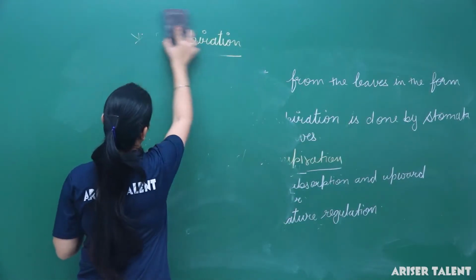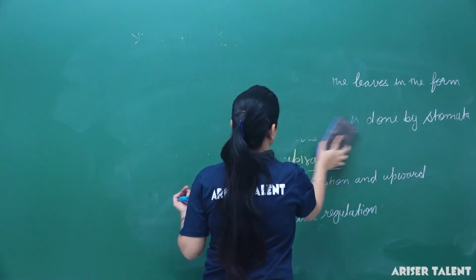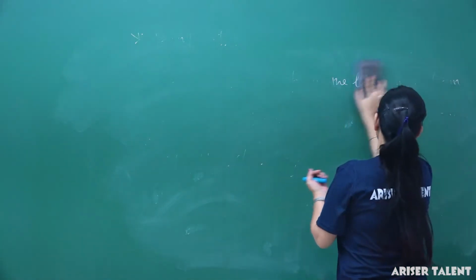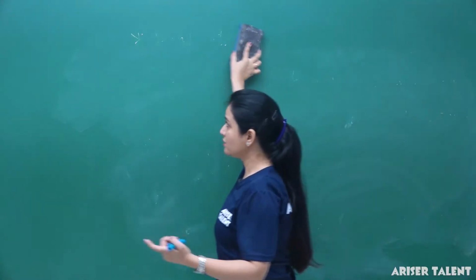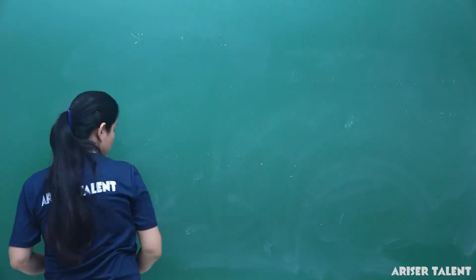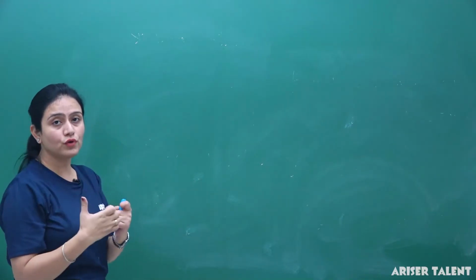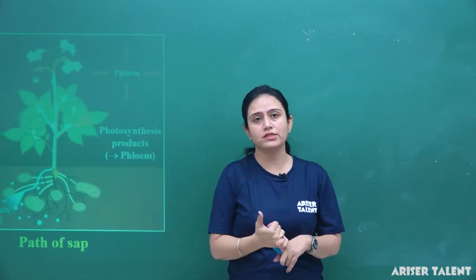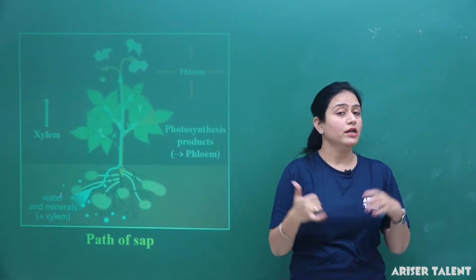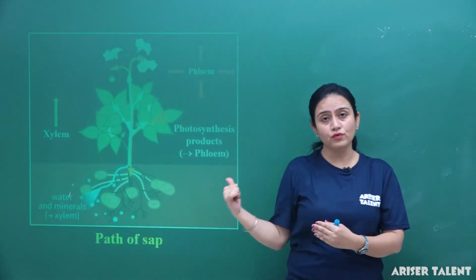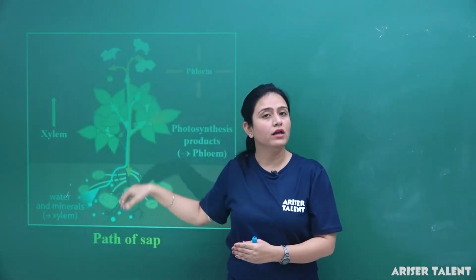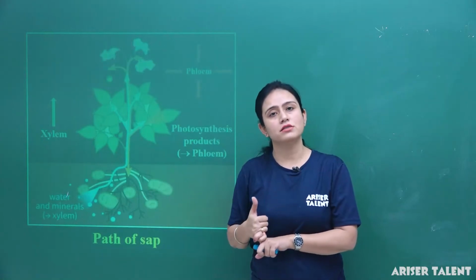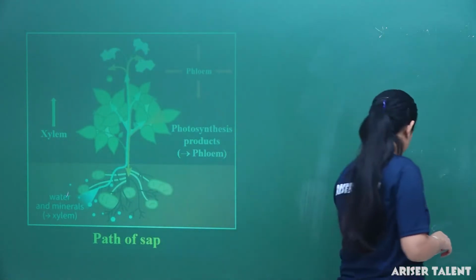As I told you earlier, transportation in plants is completed in two processes. One is transportation of water and minerals, which we have already studied. Now we are going to talk about the transportation of food material. We all know that leaves help to synthesize the food for the plant. If the leaves are preparing food, definitely this food should be transported to the different parts, and this process is known as translocation. Come to the point.